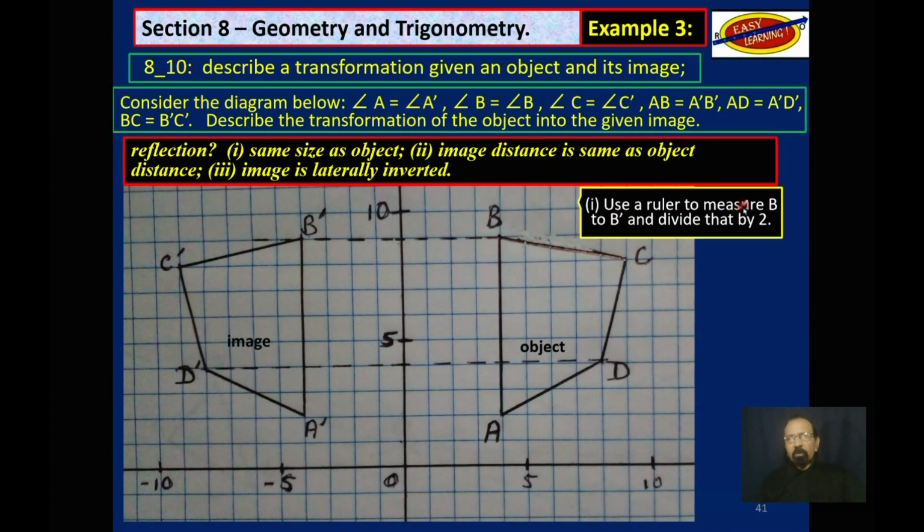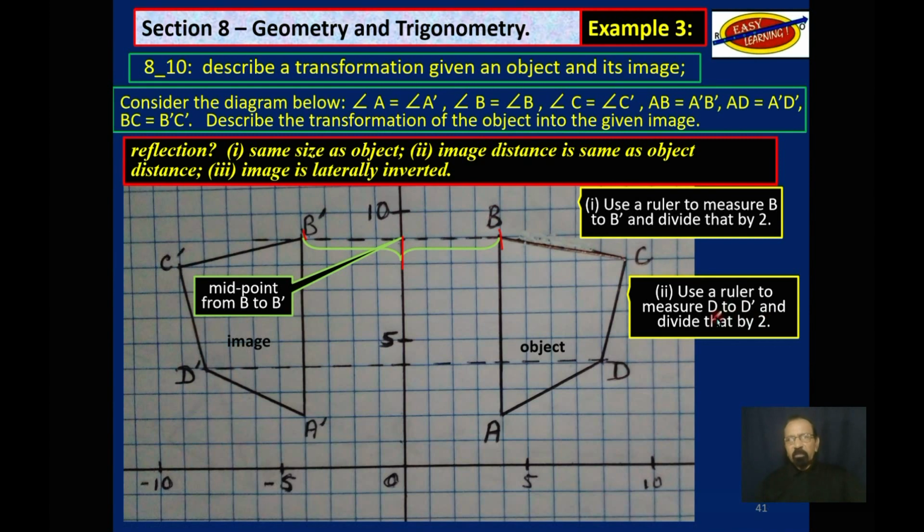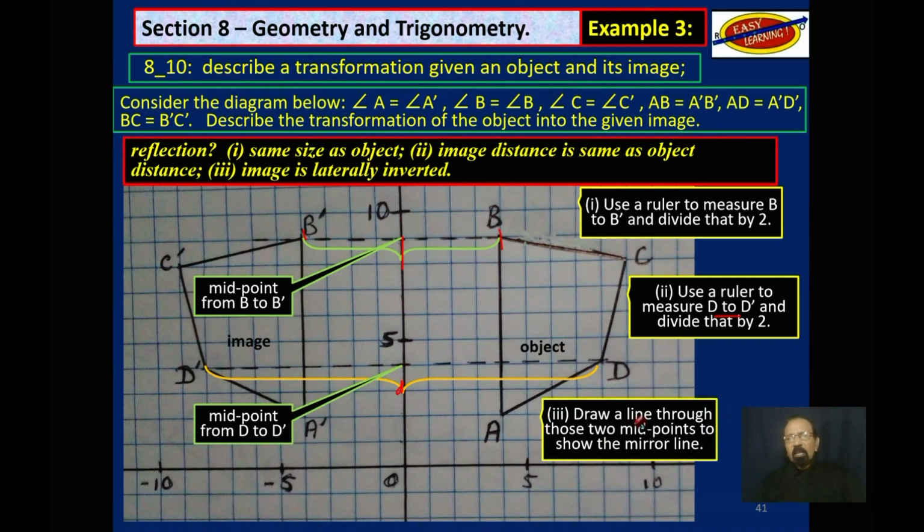Let's verify that. Use a ruler to measure B to B prime and divide by 2. That would be the midpoint. Then use a ruler to measure D to D prime and divide by 2. That would be the midpoint. Draw a line through those two midpoints to show the mirror line. This is that blue line, which is the mirror line.